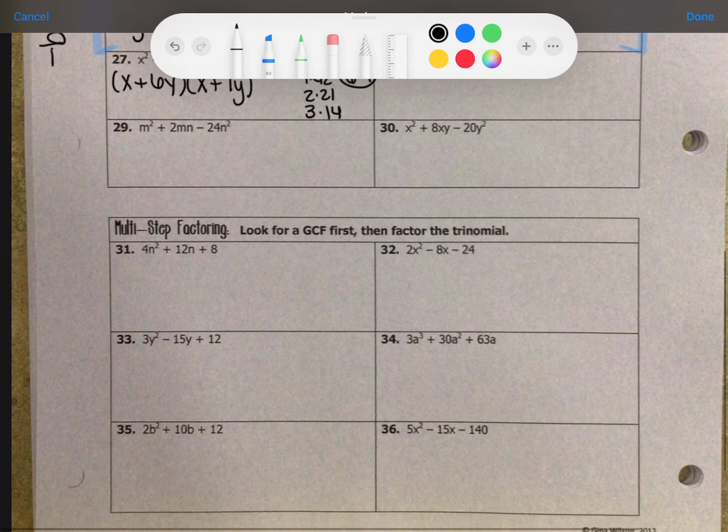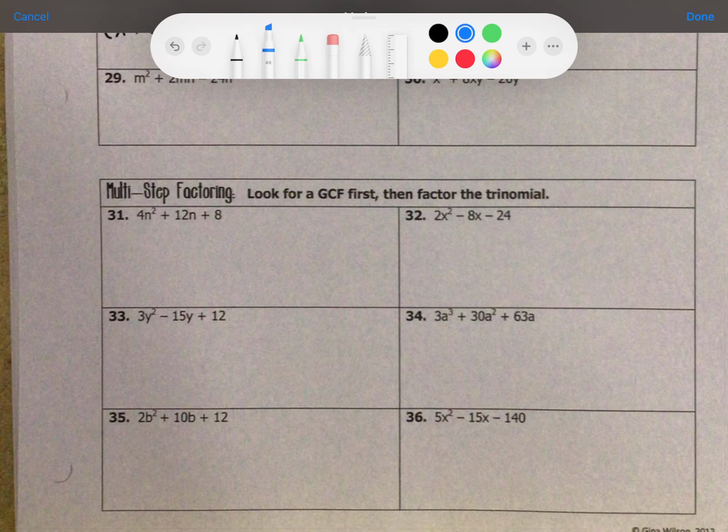But I really want to jump down here to these multi-step problems. You want to look for a GCF first, and then you're going to factor out the trinomials. So let's just take an example like number 31. You've got a 4, a 12, and an 8. So you want to ask yourself, what number goes into 8, 12, and 4? If you said 4, you are correct. So you want to factor out that 4. That leaves me with n squared plus 3n plus 2.